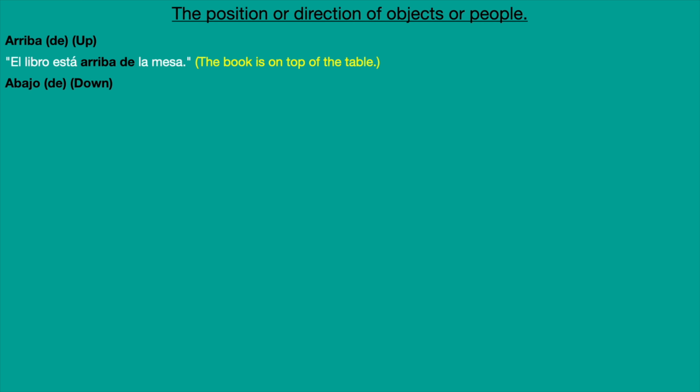So then we have abajo de. Remember, it's the same. If it's abajo only, it means down, but when it's abajo de, referring to a position of something, we are going to say el gato está abajo de la cama. So the cat is under the bed. It's not the same when you say abajo and when you say abajo de. It means under. El gato está abajo de la cama.